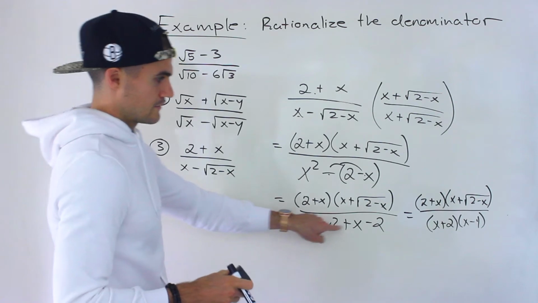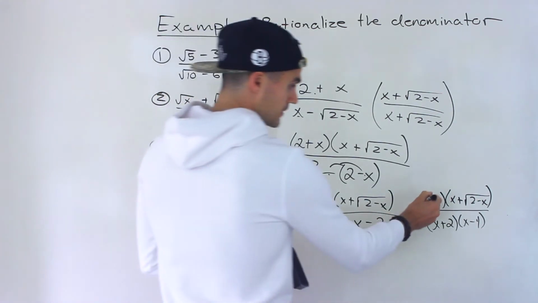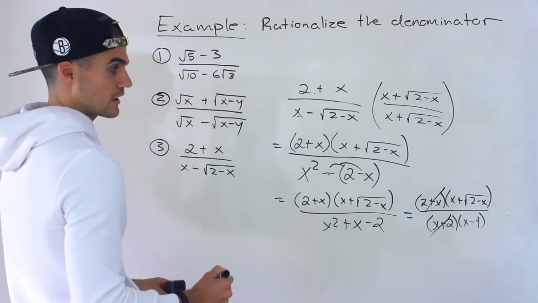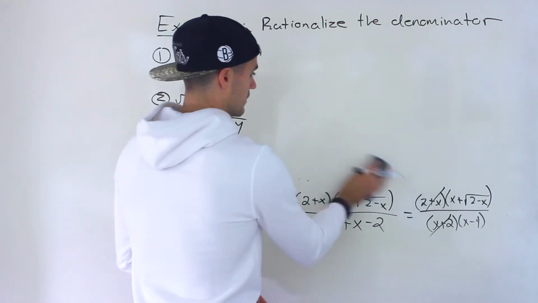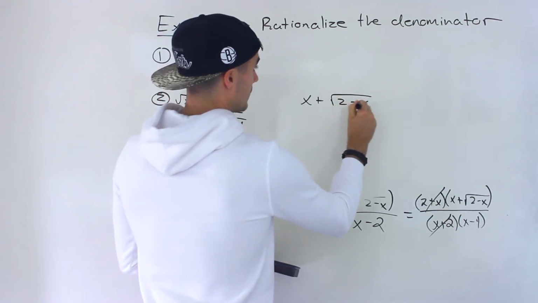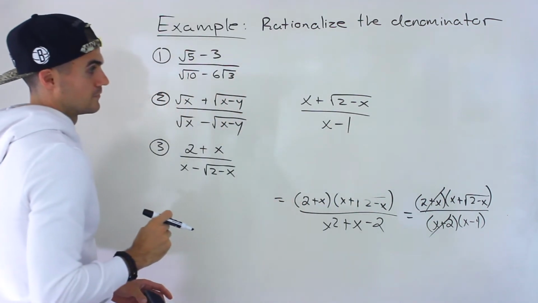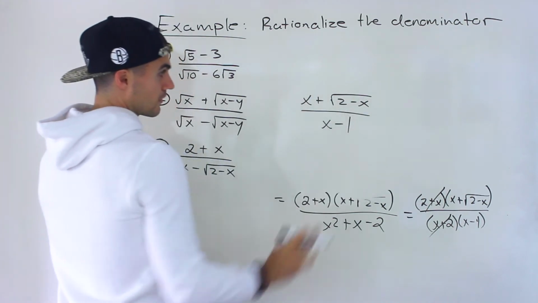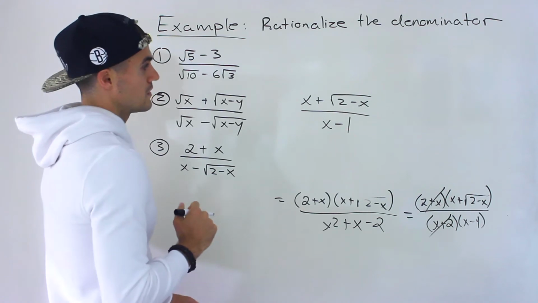Right? This factors into that. And now notice 2 plus x, x plus 2, those are the exact same factor. So those cancel out. And so what we would be left with, final answer for this, would be x plus root 2 minus x all over x minus 1. And then this here doesn't simplify further. There's nothing we could factor out in the numerator or anything like that. Right, so this here would be the final answer.